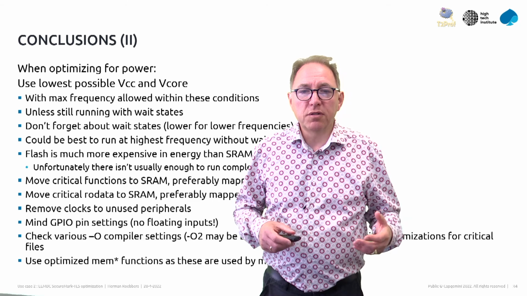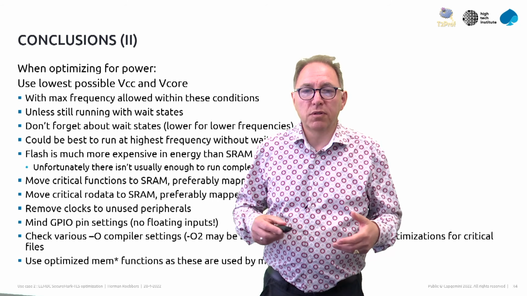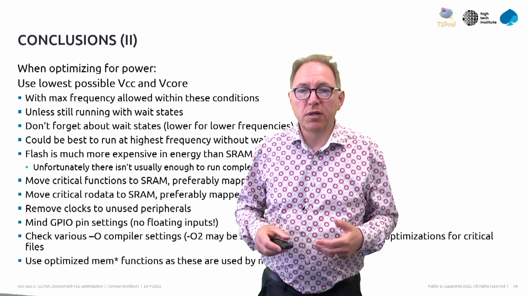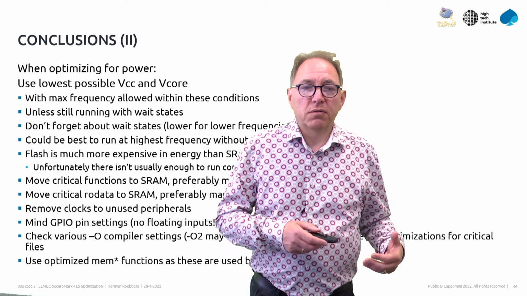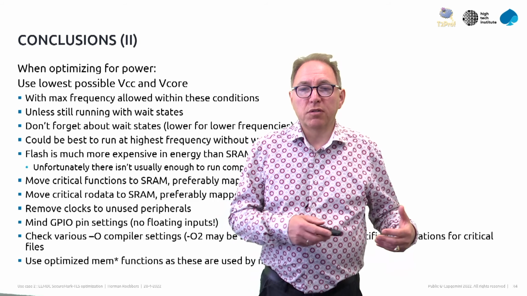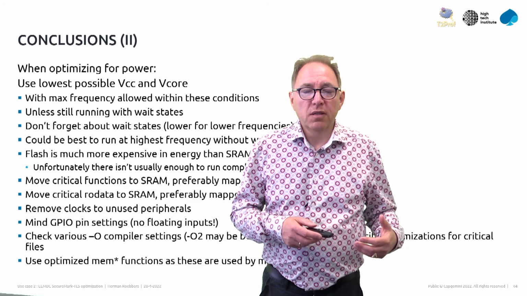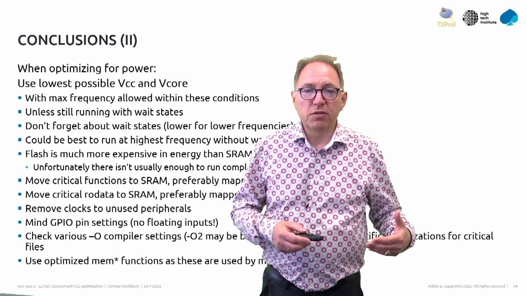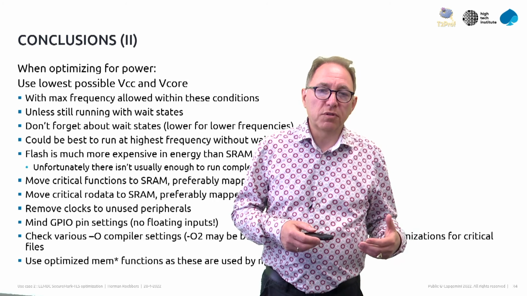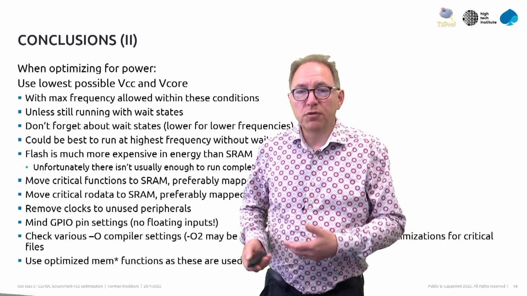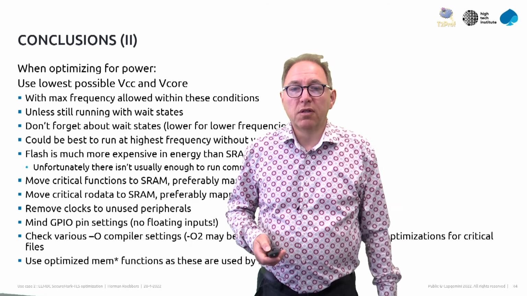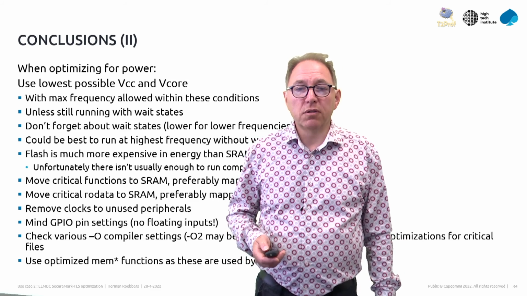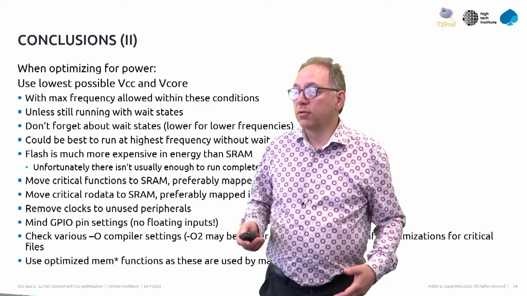Check all your optimization settings for the code that you want to try and optimize, and select specific optimization for the critical files, so you can optimize by file. And try and use optimized mem copy, mem set functions, because many other functions use them, and if you improve there, you could also improve a lot of other things just in one go, and you don't have to touch any of the code to be able to do this.